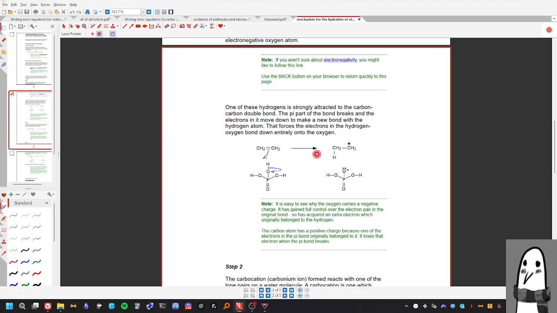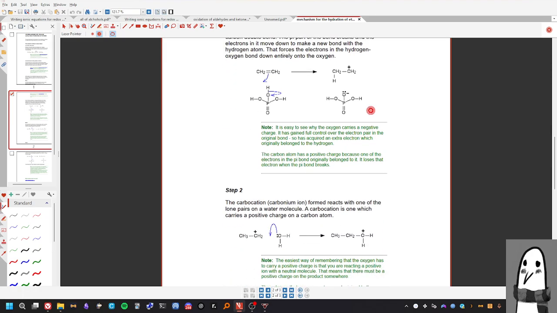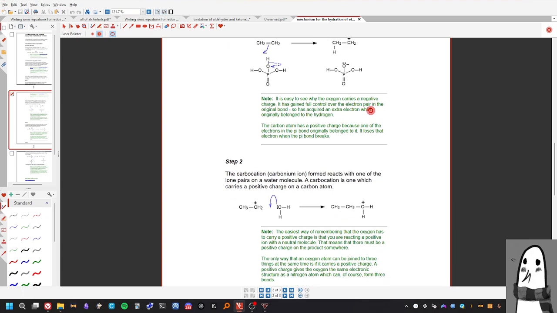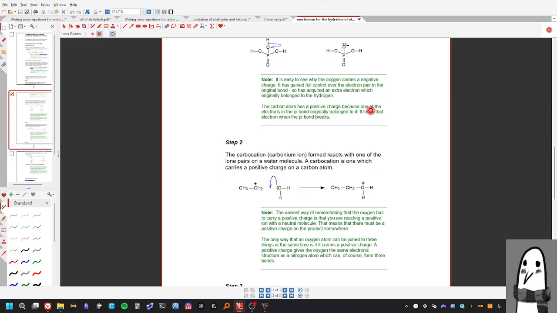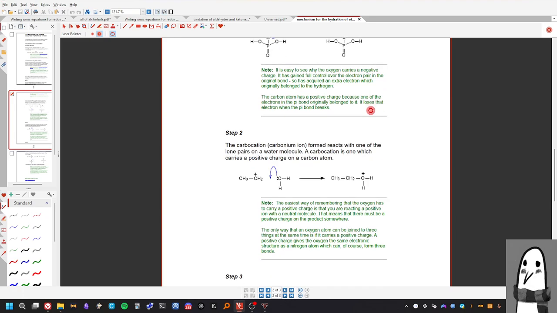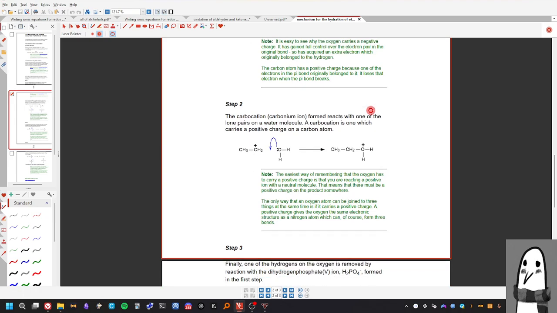So H breaks off from the O, makes O negative. That's going to turn this into a phosphate, if I'm not wrong. H is then bonded, the double bond is broken, and you have a positive carbocation. Step 2: the carbocation that is formed reacts with one of the lone pairs in a water molecule. A carbocation is one which carries a positive charge.